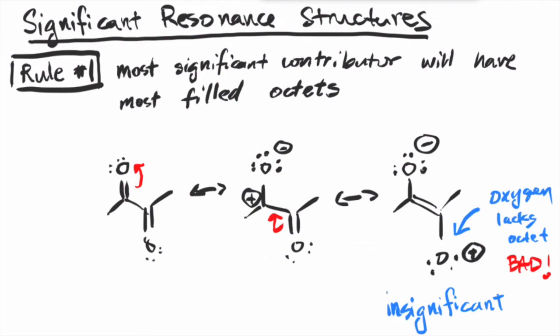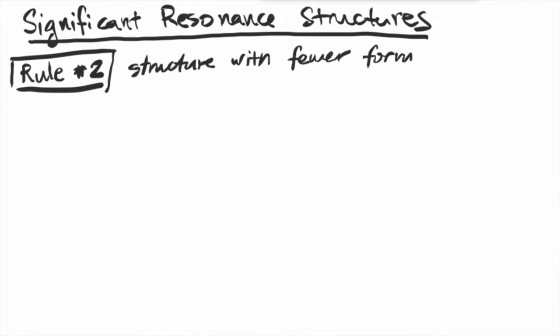Okay? Now going back to the two that we have left over, we said the first structure has a full octet, so therefore automatically that's going to be our major contributor. And our carbocation structure is our minor contributor. Alright, so that first rule is the most important rule you want to follow.